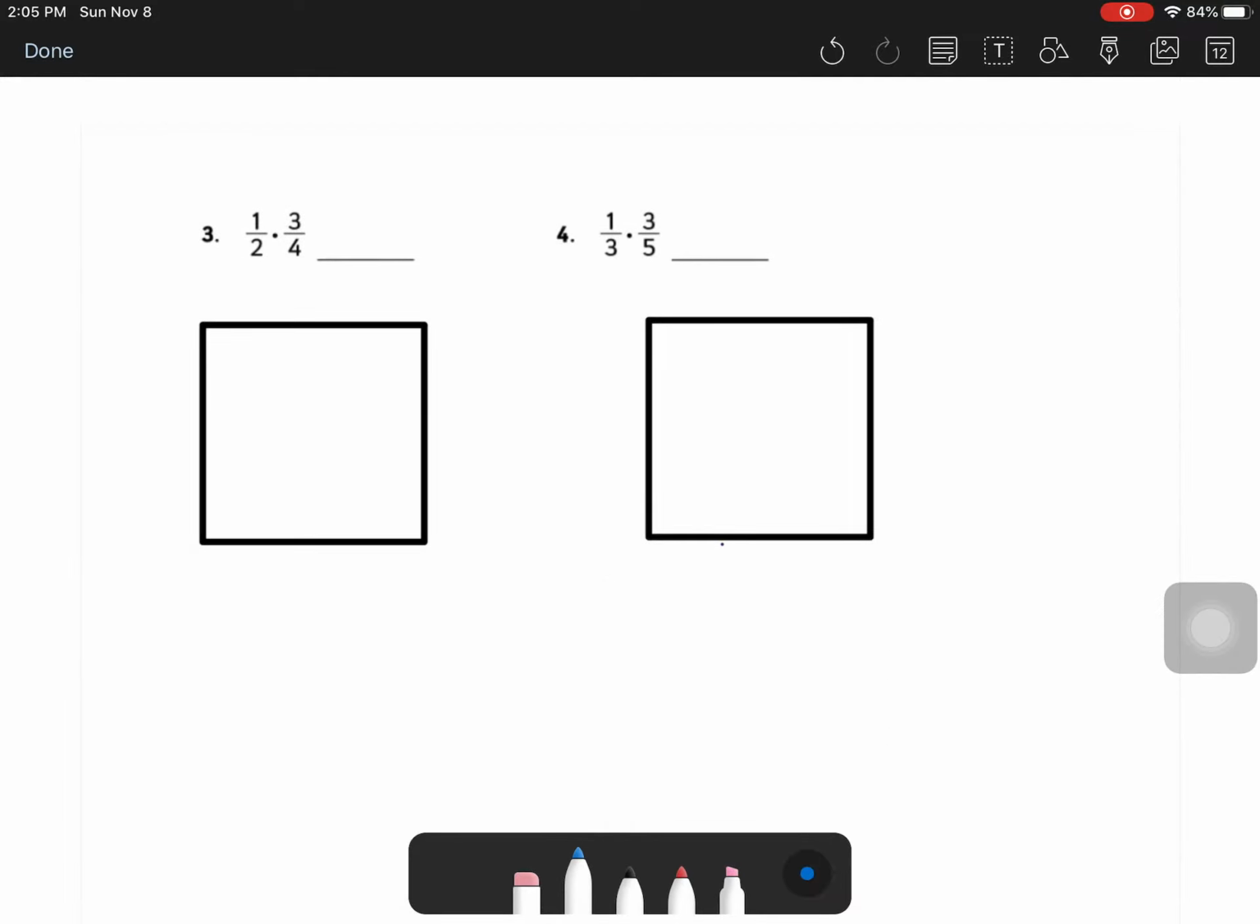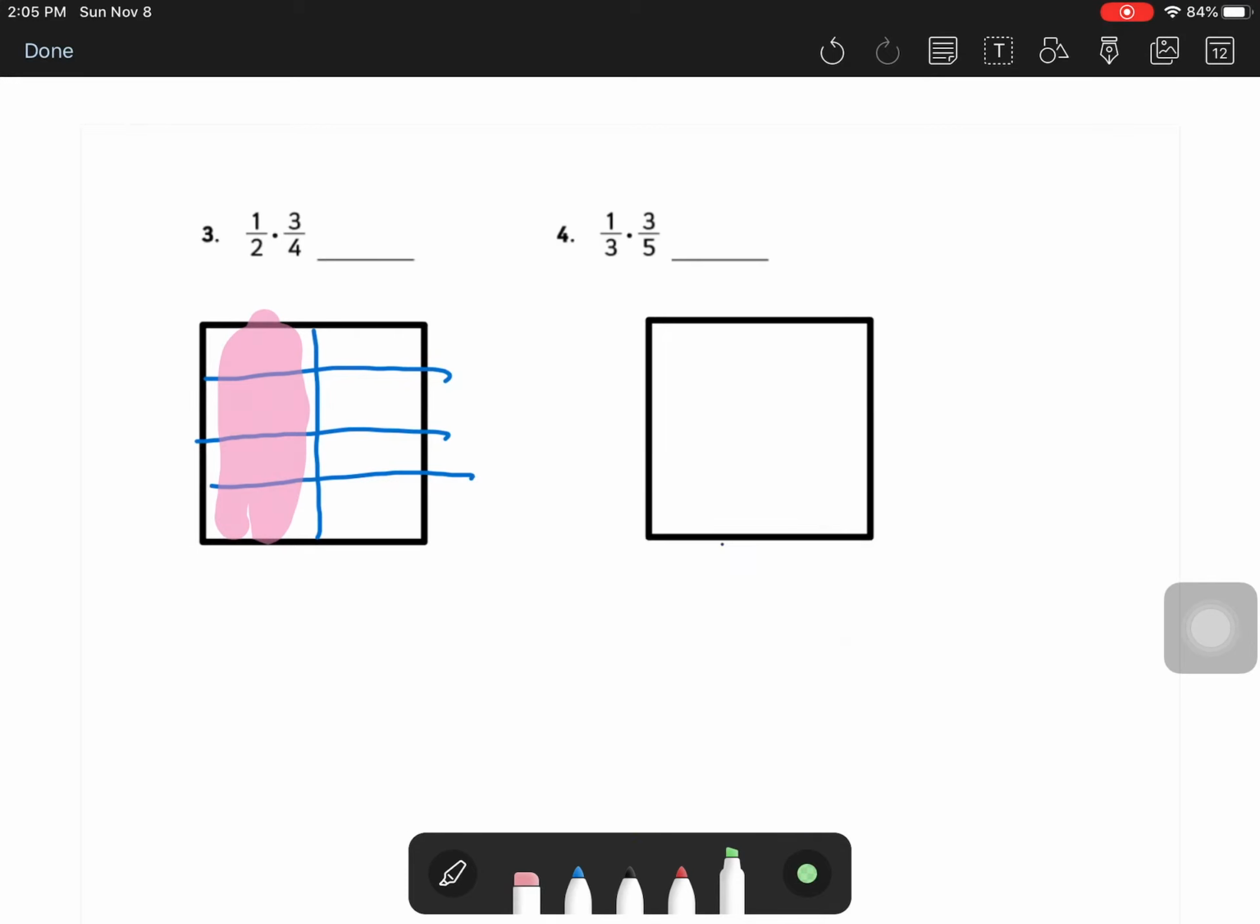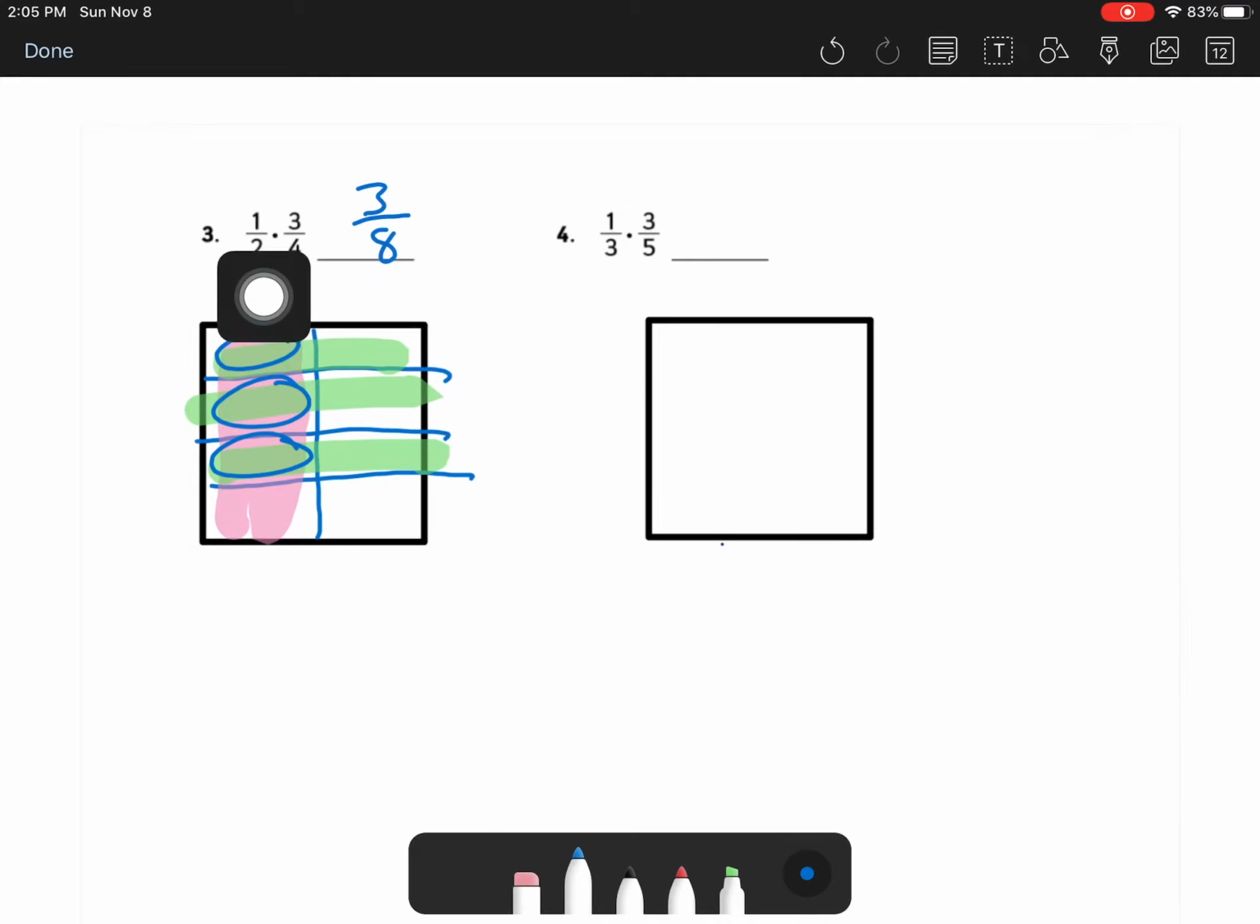Okay, this one says 1/2 times 3/4. I'll go 1/2 this way, and then I'll go fourths the other direction like this. If I'm doing 1/2, that would be like this. And if I do 3/4, I have to do 3 of these fourths shaded in like that. And I can see 1, 2, 3 spots where they overlap. So it's 3 out of a total of 8 that I have there. And so my answer would be 3/8. And you can see again, traditional multiplication, 1 times 3 is 3, and 2 times 4 is 8, so that works out that way as well.